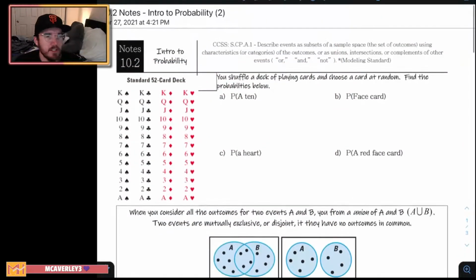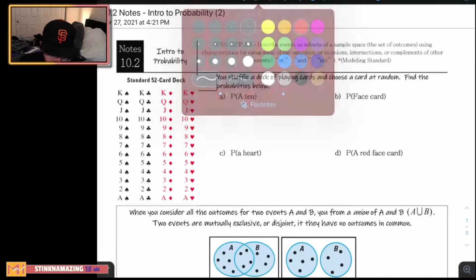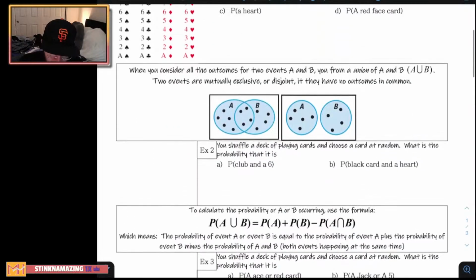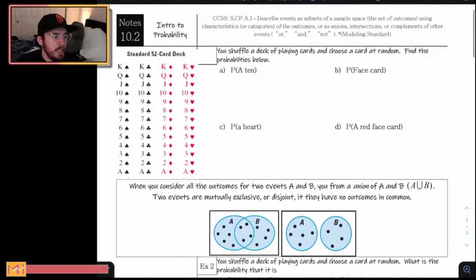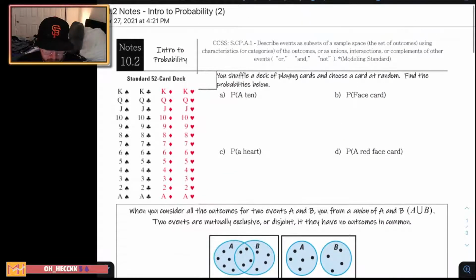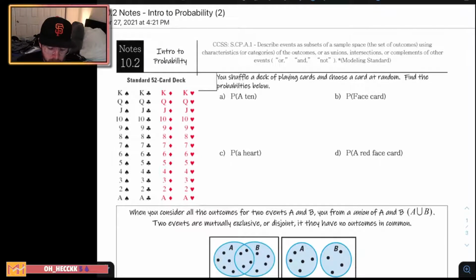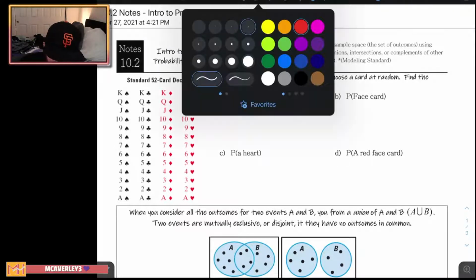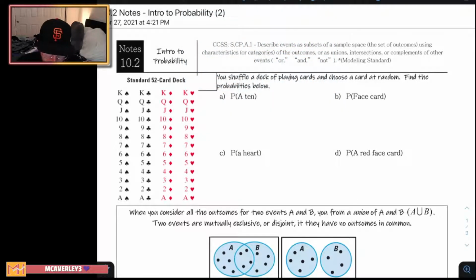This is the 10.2 notes. They've been posted. You may or may not have downloaded them and taken a look at them. A lot of this stuff is stuff that we already covered in class with our first Socrative. Okay, so some simple probability questions with playing cards. Let's just do one, maybe two real quick.